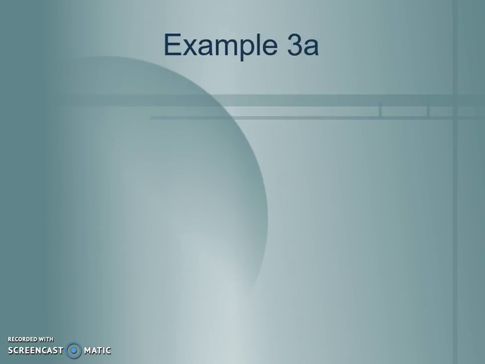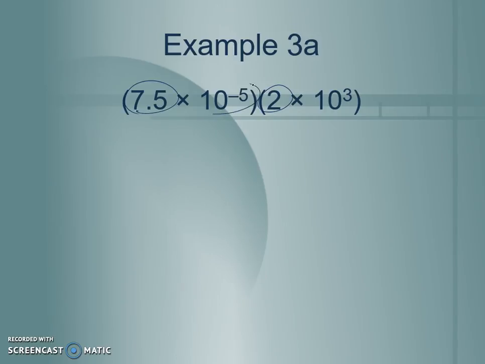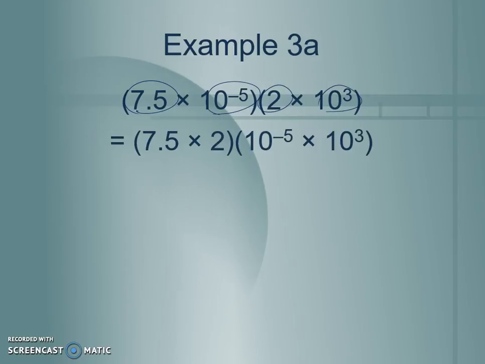So example 3a, this is on page 340. We have 7.5 times 10 to the negative 5th power times 2 times 10 to the 3rd power. What we're going to do is separate out our regular values from our scientific values. So first up is our regular values, 7.5 times 2. And then we'll take care of the numbers with our exponents. First, 7.5 times 2 is 15. Keep that in mind, that's 15.